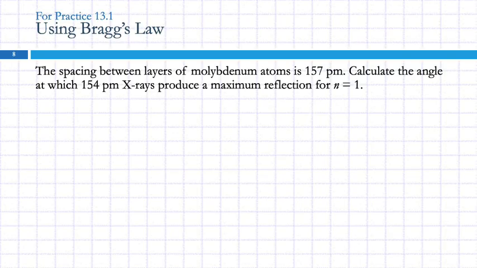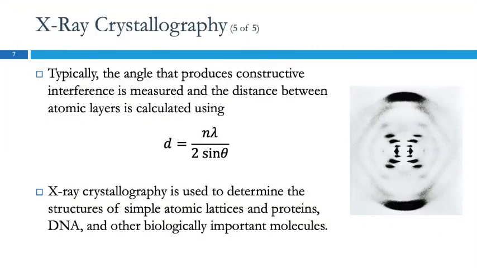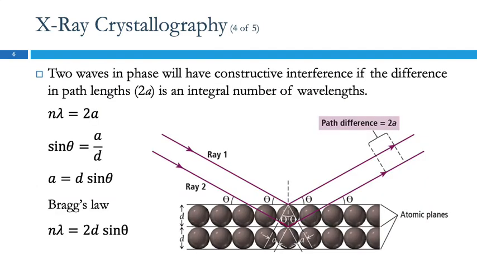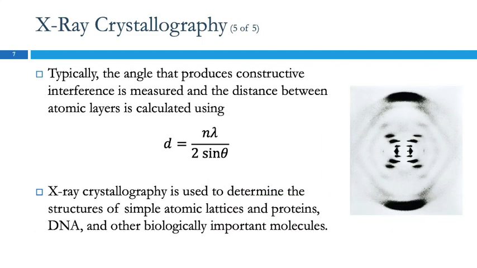So this is just an example of a Bragg's law calculation. The spacing between layers of molybdenum atoms is 157 picometers. Calculate the angle at which 154 picometer X-rays produce a maximum reflection for n equals 1. So we want to use Bragg's law, which is this guy right down here. n lambda equals 2d sine theta.